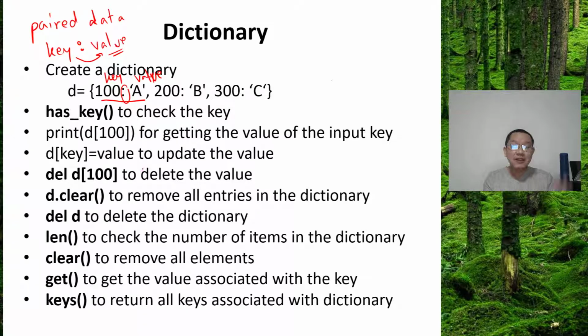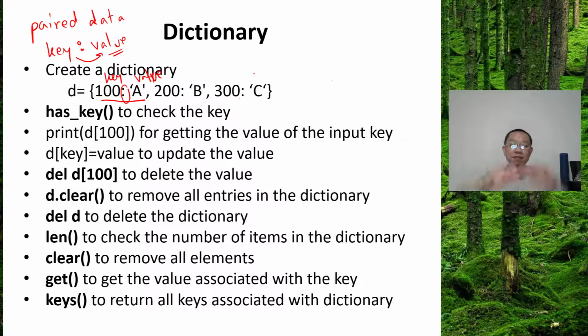So in this case, this dictionary named D contains 3 pairs of values. The first one, the key is 100, corresponding to the value of the character A. The next item, the key is 200, which corresponds to the value of the character B. The last pair is the key of 300, which corresponds to the value of the character C.